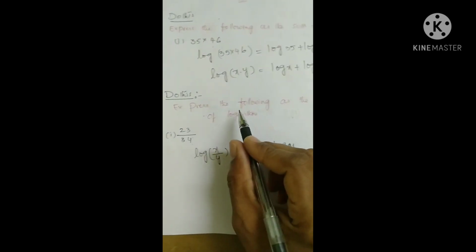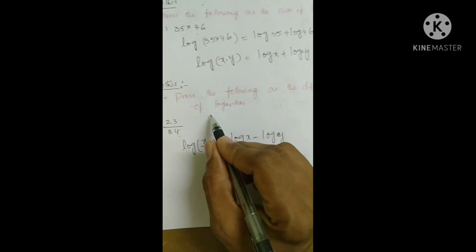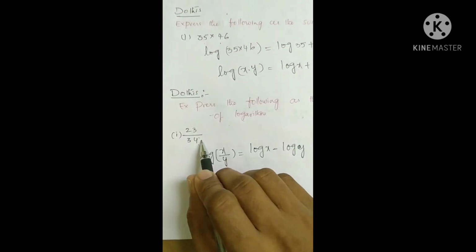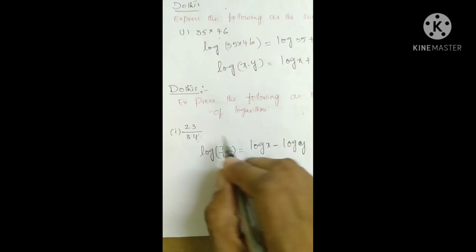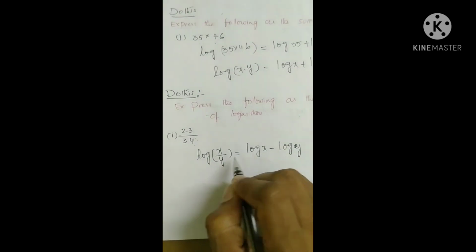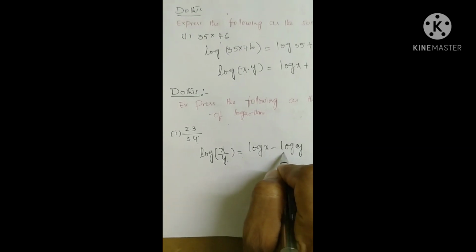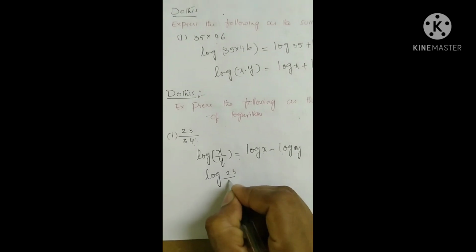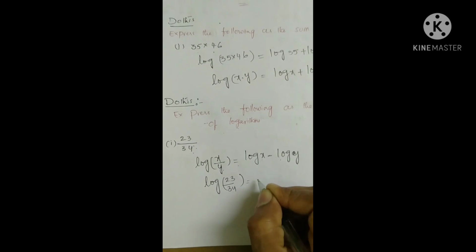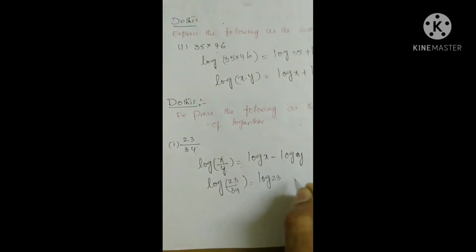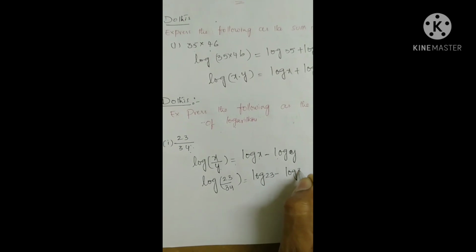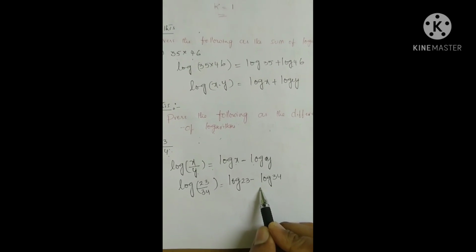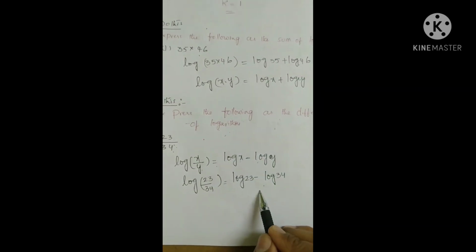Next do this. Express the following as the difference of logarithms. So here this is our first question, 23 by 34. So this is of the form log x by y. So result is log x minus log y. So here log 23 by 34 is equals to log 23 minus log 34. This is the difference of logarithm.